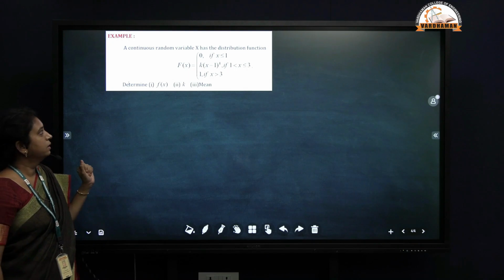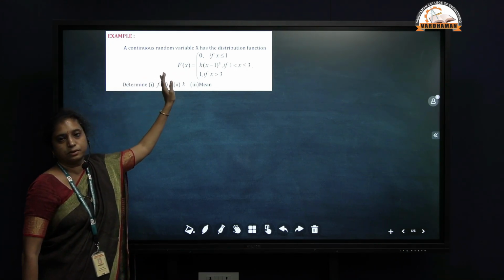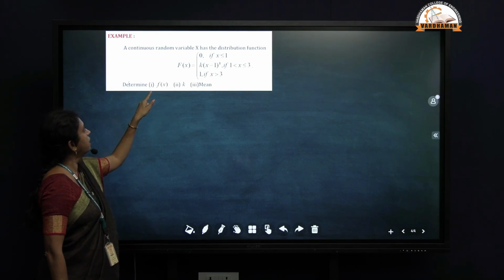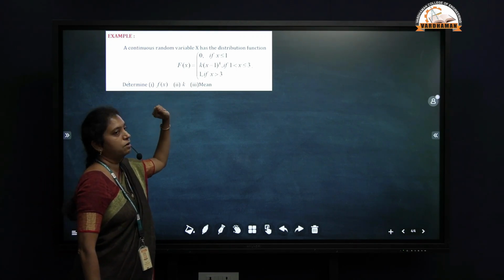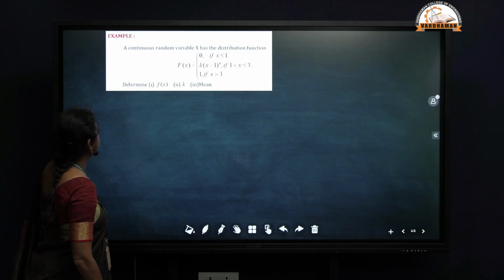In this example, a continuous random variable's distribution function is given, that is, capital F of x, the cumulative distribution function. We have to determine f of x, that is the probability density function. We have to find out the k value and then the mean. So first, we will find out the probability density function.